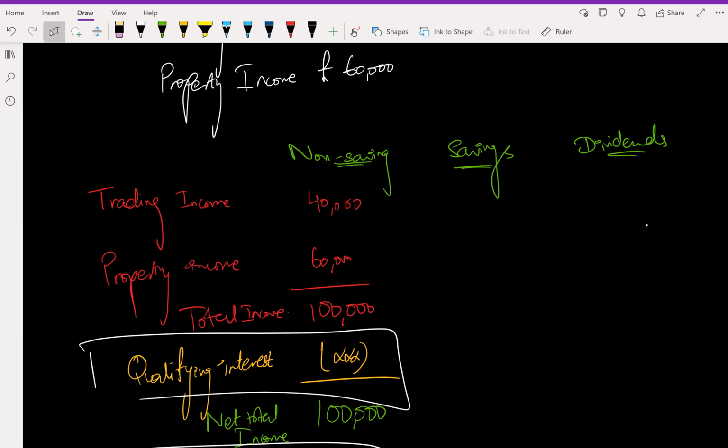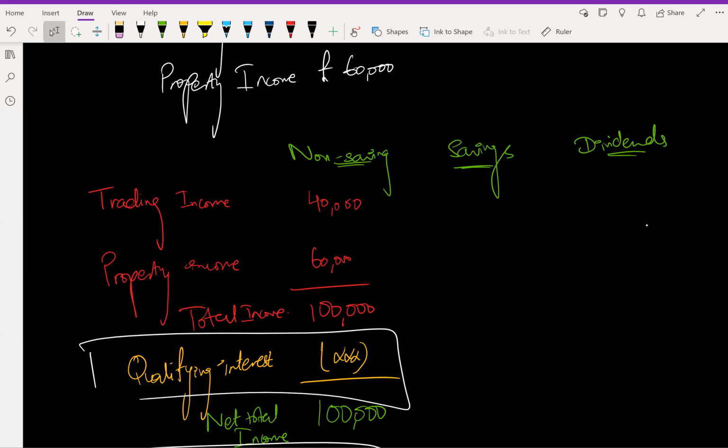The point is I've given you the net profit over here for trading income and net profit for property income. Now, if I've taken a loan to invest in my business, that's treated under the trading income P&L because that's what my business is, trading or manufacturing.